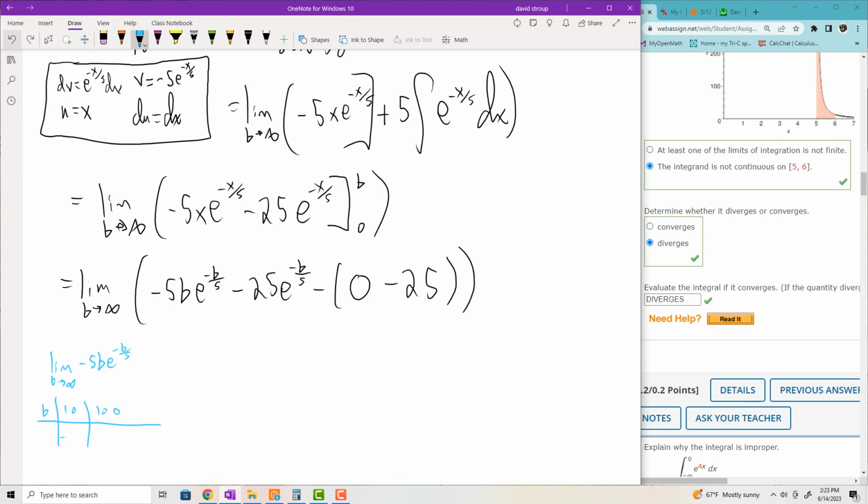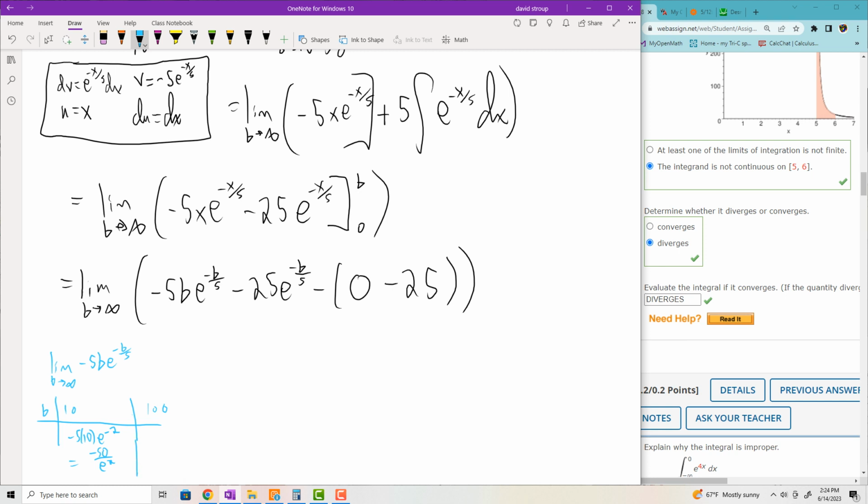Didn't leave myself enough room as usual. Okay, so let's make a little more room. Negative 5 times 10 times e to the negative 10 over 5, which is negative 2. That equals negative 50 all over e squared. That negative in the exponent is actually going to pull that number into the denominator.